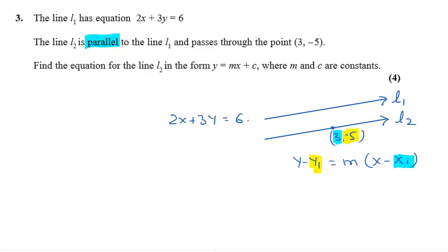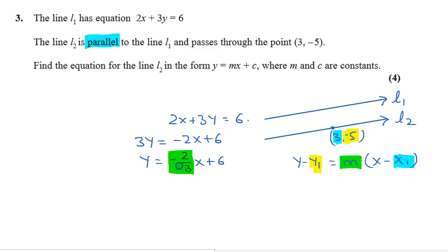We make y the subject, so we can write 3y is equal to minus 2x plus 6. So y is equal to minus 2 over 3 x plus 2. So the slope m is minus 2 over 3, and because these lines are parallel, the slope of the parallel line is also minus 2 over 3. So now we put the values.